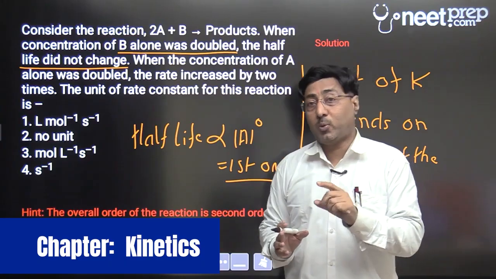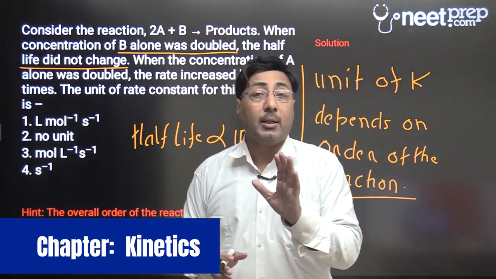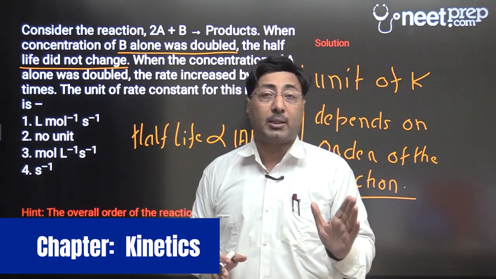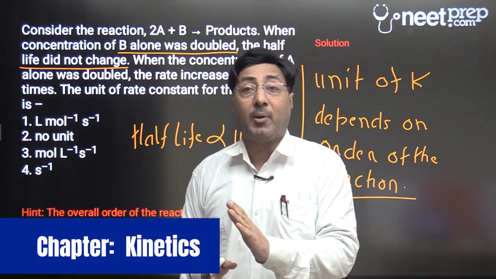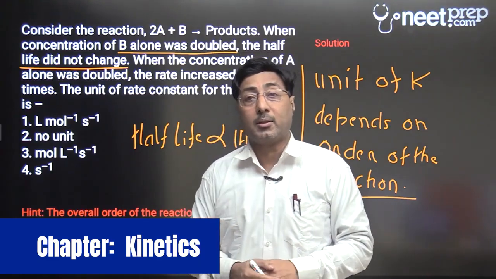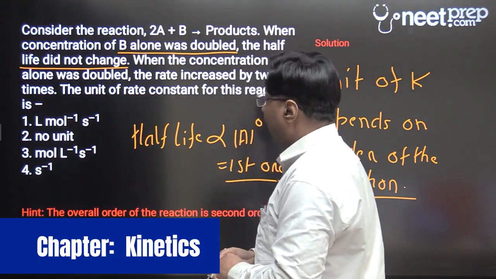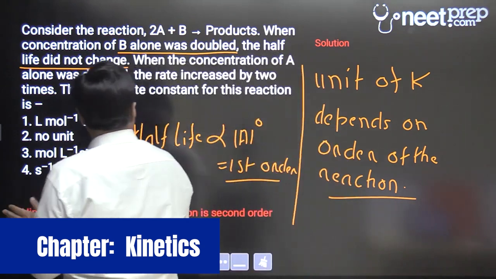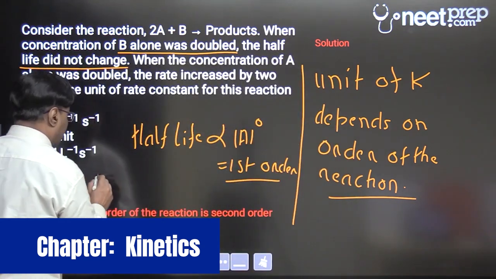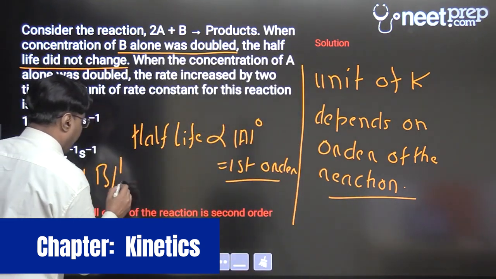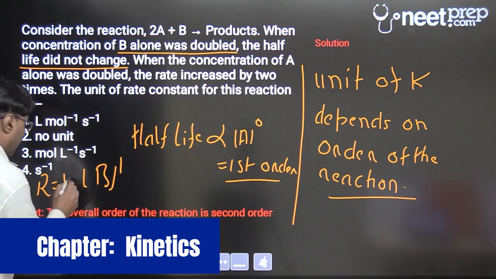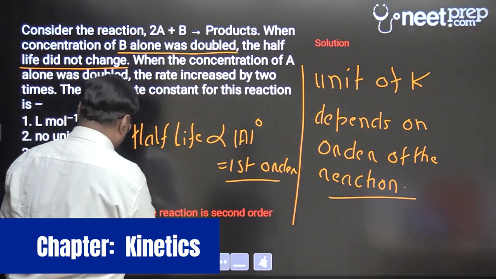We are talking about the half-life, not the time period. Time period depends on the initial concentration, but half-life doesn't depend on the initial concentration. Then it's first order with respect to B. R is equal to K times the concentration of B.